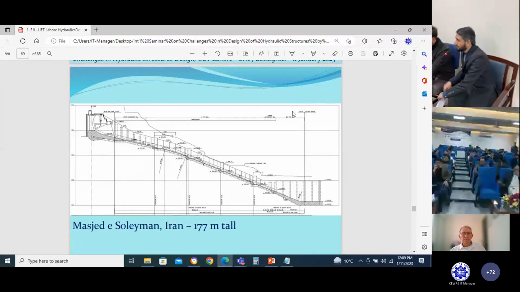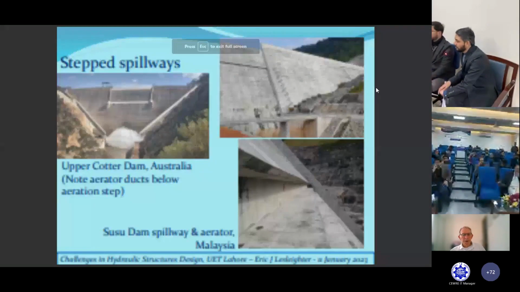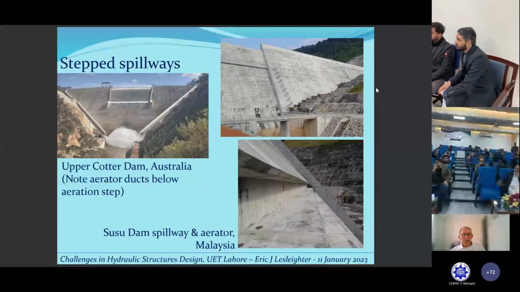Step spillways, I'm going to show you 2. This is one called Upper Coliban Dam in Australia. Note in this one, the aerator ducts below the aeration step. So there are some ducts here and air passes through the 2 side openings and it comes out through the 5 openings underneath an aeration step. That was one design for a step spillway.